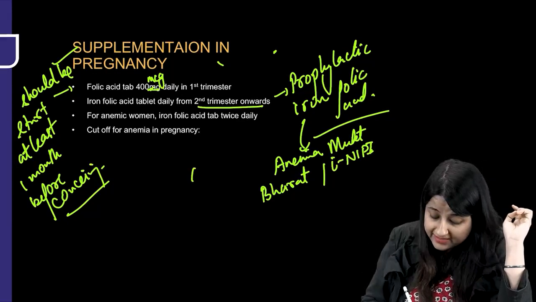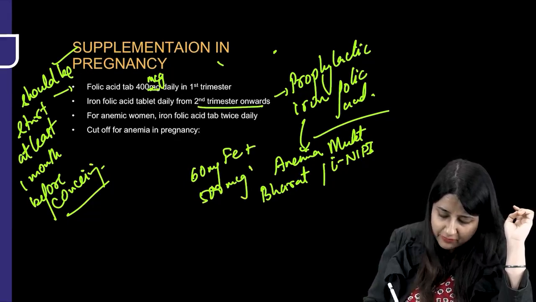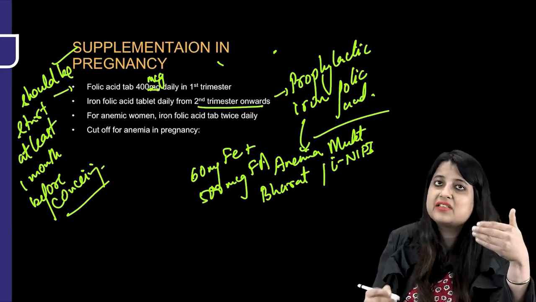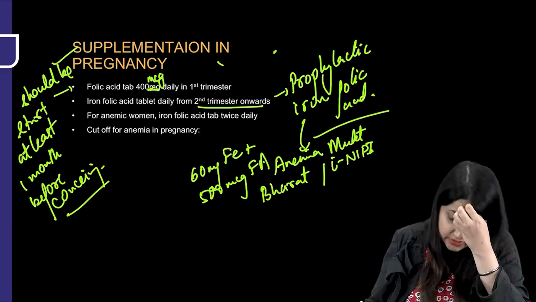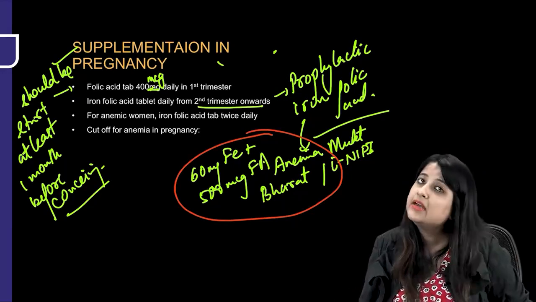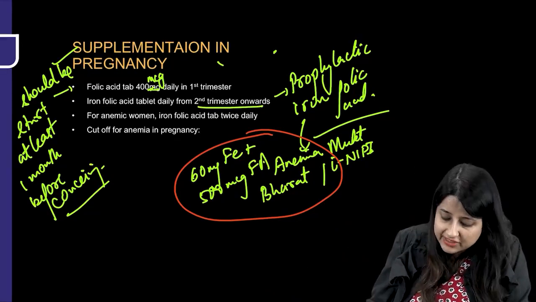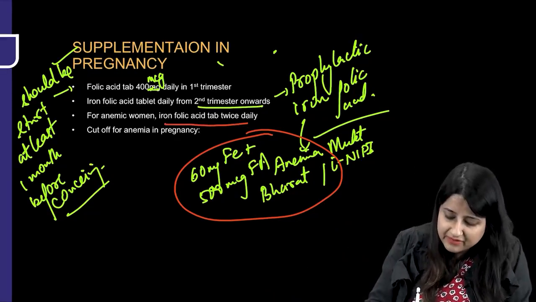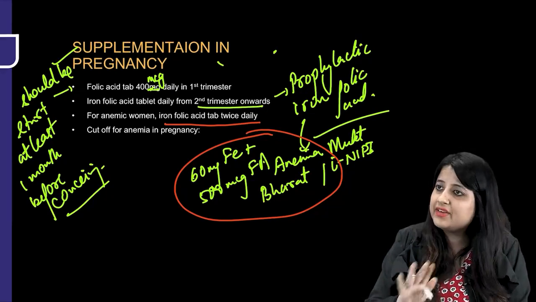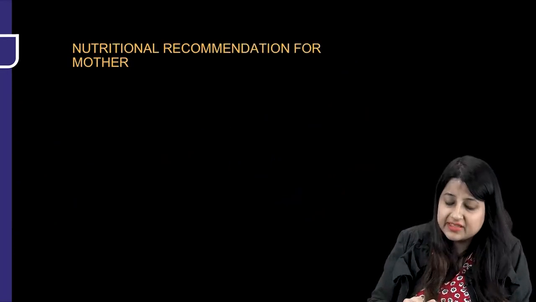And how much are we offering? 60 milligram elemental iron plus 500 microgram folic acid. WHO says from the first trimester, take 400 microgram. Then in the second trimester in India, we are giving prophylactic iron folic acid doses: 60 milligram elemental iron and 500 microgram folic acid, right from the second trimester up to 6 months after delivery. For an anemic woman, we need to give iron folic acid twice daily. The cutoff for anemia in pregnancy is 11, less than 11 gram per dL. So those are some of the important things that you must know.